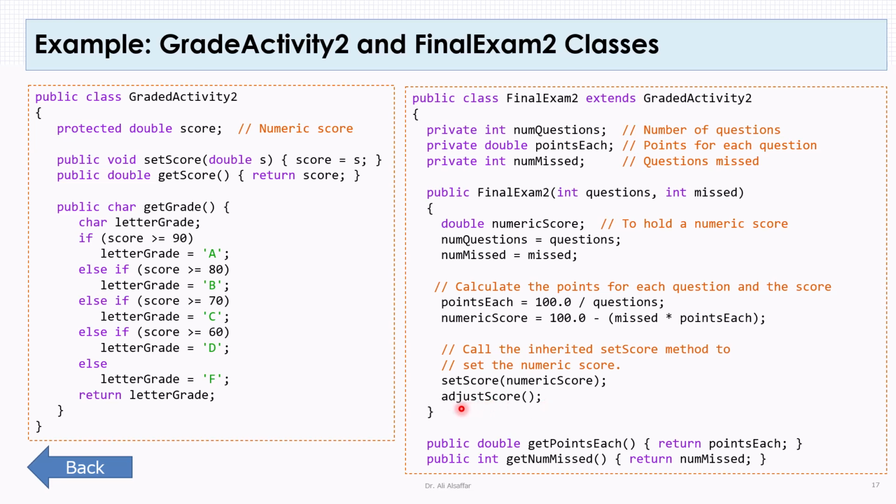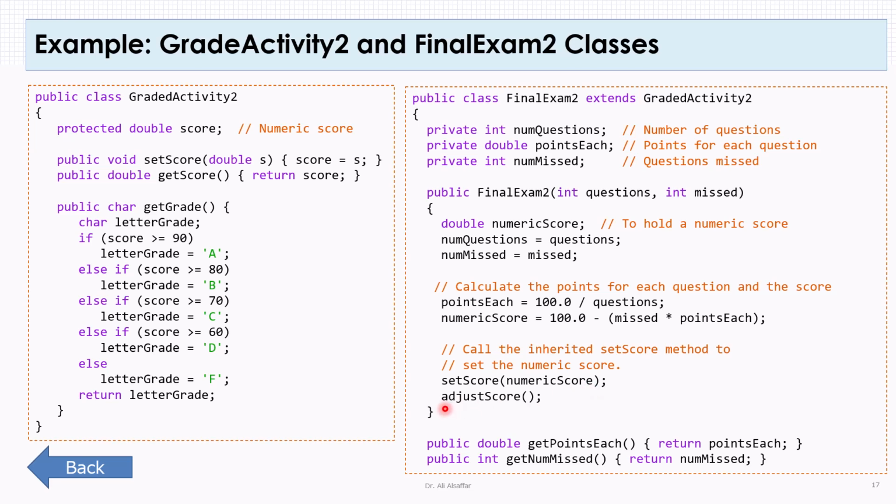Before we have a look into the code inside adjustScore, notice that to change the score that is inherited from GradedActivity, since it is protected, we can access it directly. As we have discussed before, if we have a data member that is protected, then we can access this data directly in a subclass. So instead of setScore, we can simply say score equals numericScore.